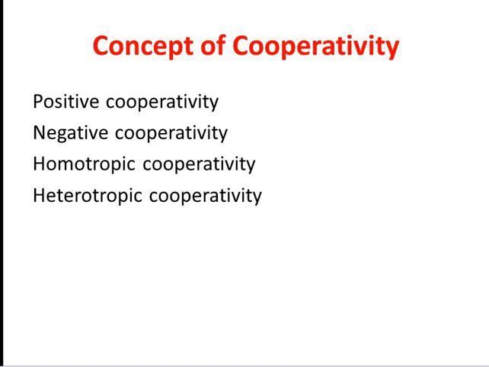On the contrary, homotropic cooperativity occurs when the binding of one molecule of a substrate or ligand affects the binding to a protein of subsequent molecules of the same substrate or ligand. That is, the binding of one molecule of A affects the binding of further molecules of A. Heterotropic cooperativity occurs when the binding of one molecule of a substrate or ligand affects the binding to a protein of molecules of a different substrate or ligand. That is, the binding of one molecule of A affects the binding of B.